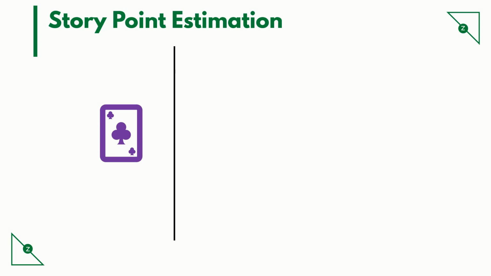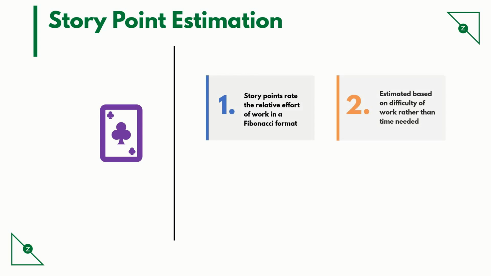Story point estimation. Story points are typically used to estimate any user story. So what are the characteristics of story point estimation? Story points rate the relative effort of work in a Fibonacci format. The points are estimated based on difficulty of work rather than time needed.